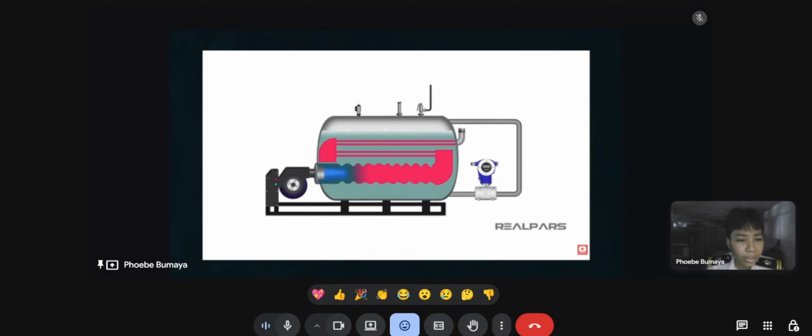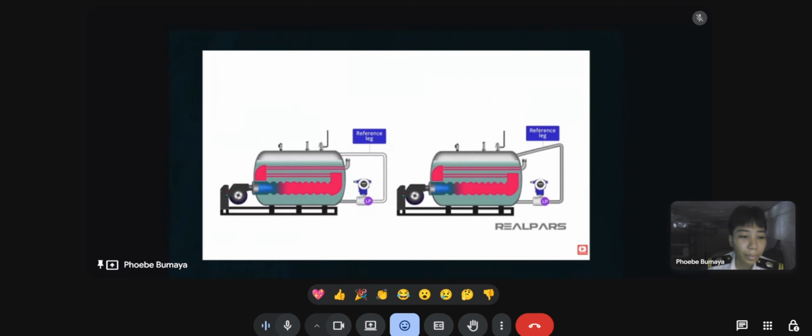So, the major difference between open and closed vessel level measurement is that we need to consider the pressure of the vapor above the liquid in the closed vessel. This vapor pressure exerts a force on the surface of the liquid. We can compensate for the vapor pressure by connecting the low pressure side of the differential pressure transmitter to the top of the vessel through a pipe referred to as a reference leg.